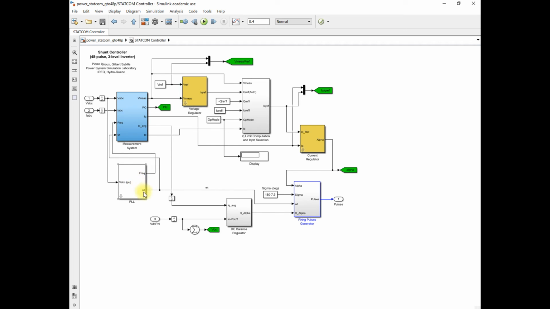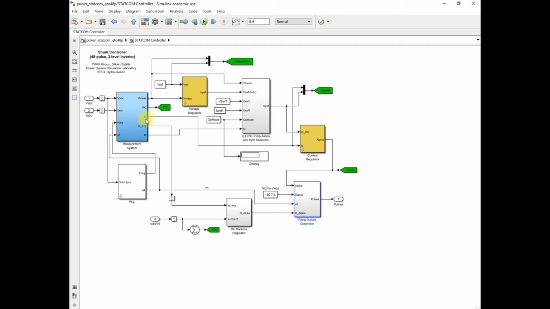So here this omega t and frequency are given through this PLL block to this measurement system. So there are 4 inputs to this measurement system: VABC, IABC, frequency and omega t. Then you can see the output of this measurement system: a V measurement, then PQ, which means active and reactive power, then IQ, the average reactive component of the current, and ID, the direct axis component, which is called the active component of the current.